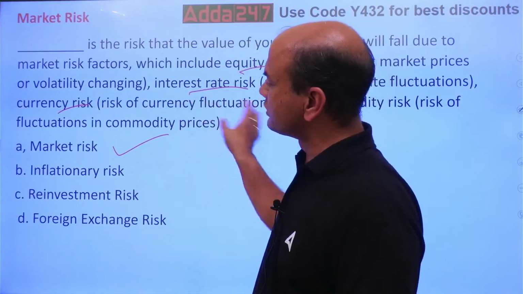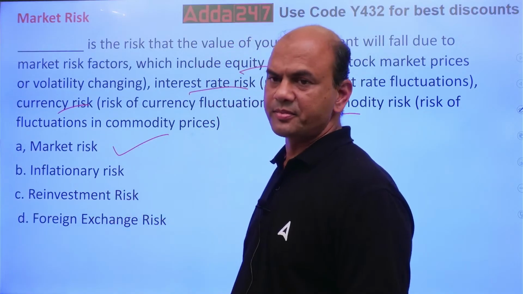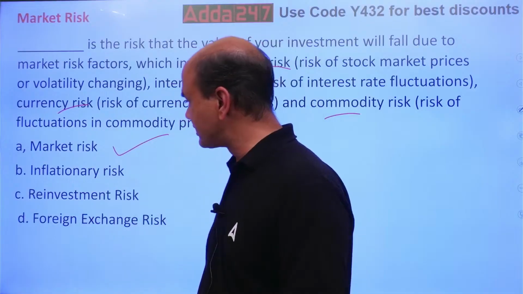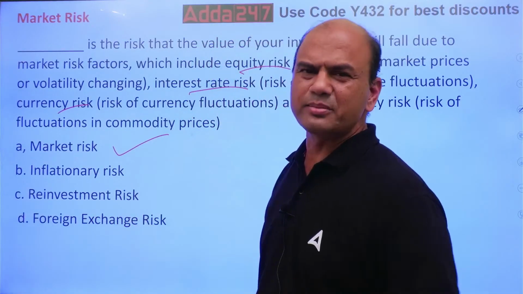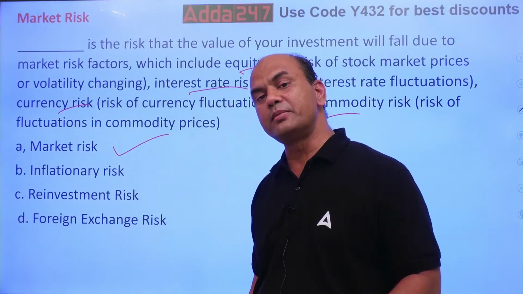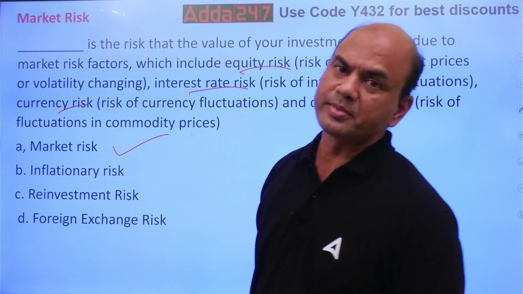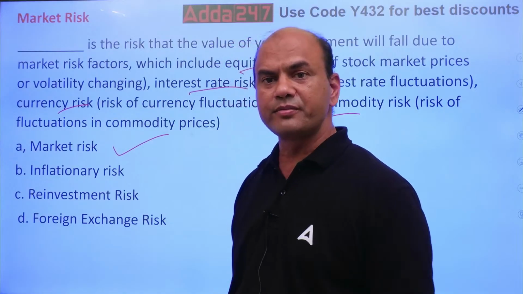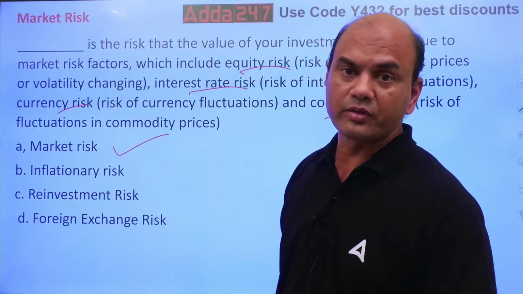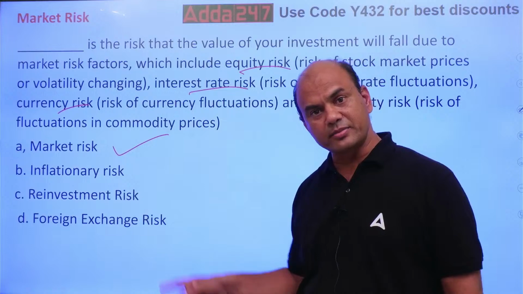Because market risk is all inclusive. These all are inflationary risk, reinvestment risk, foreign exchange risk. These are the parts. Foreign exchange risk is a part of market risk. Inflation risk is a part of market risk. Reinvestment risk is different, you can call it a part of market risk. What is reinvestment risk? Reinvestment risk means when let's say I am having an FD right now at 10% for 2 years. Will I be able to invest in a similar FD after 2 years at the same rate? If the next rate of FD will be lesser, let's say 7%, then 3% is my loss. That is my reinvestment risk.